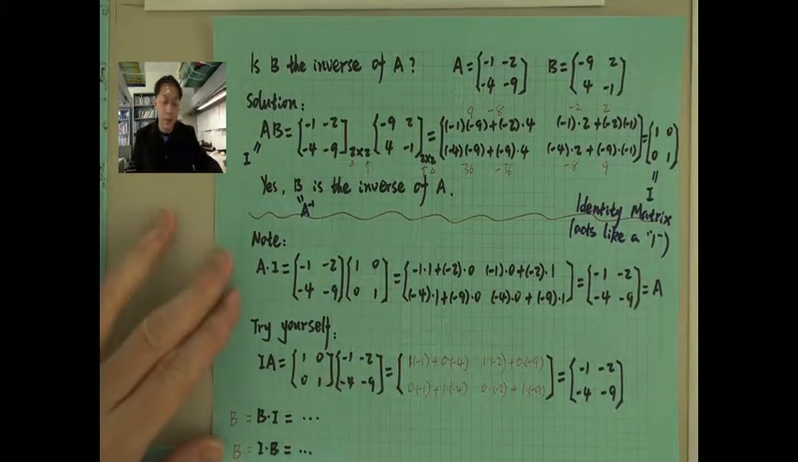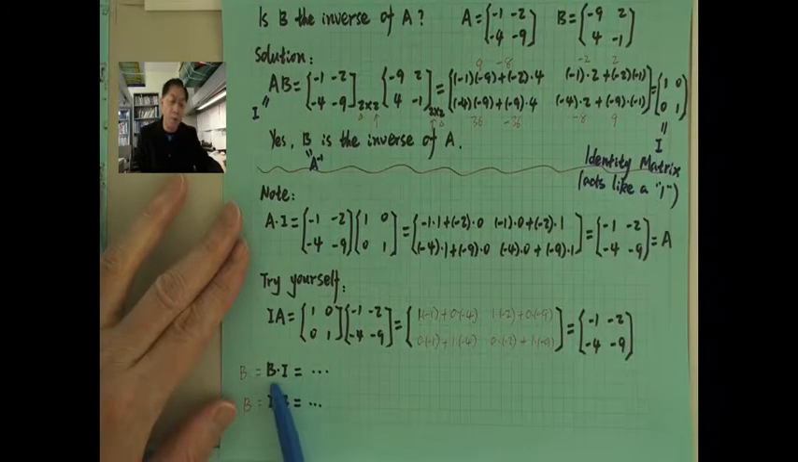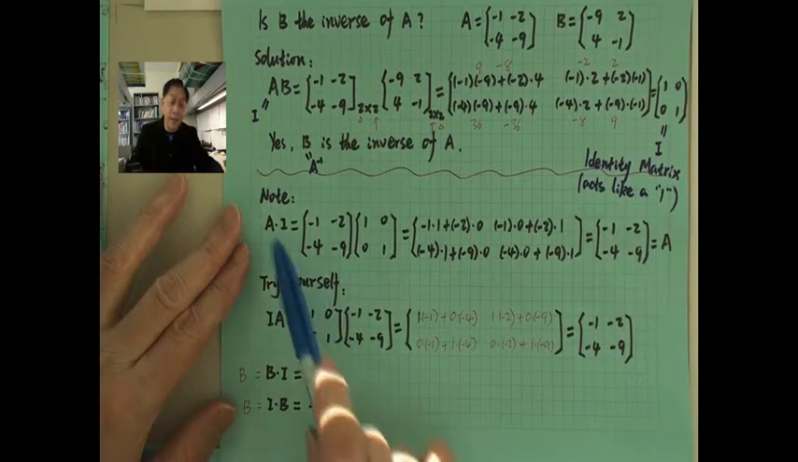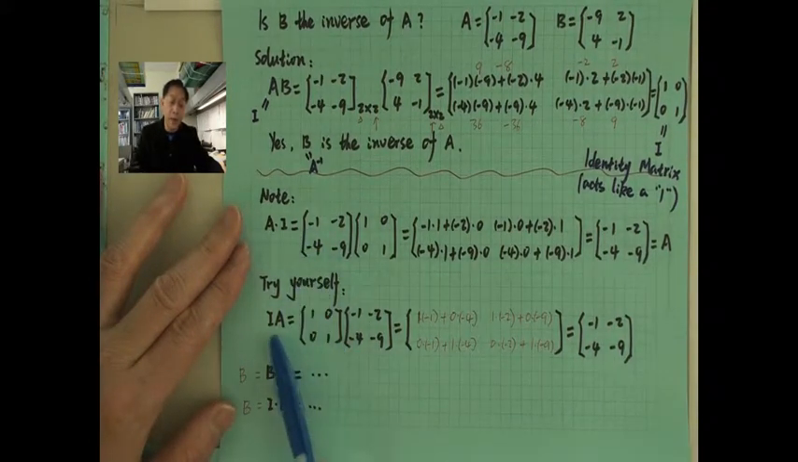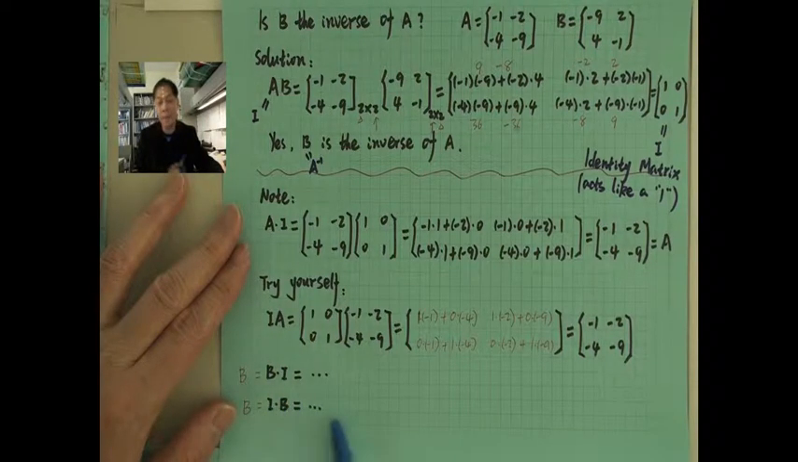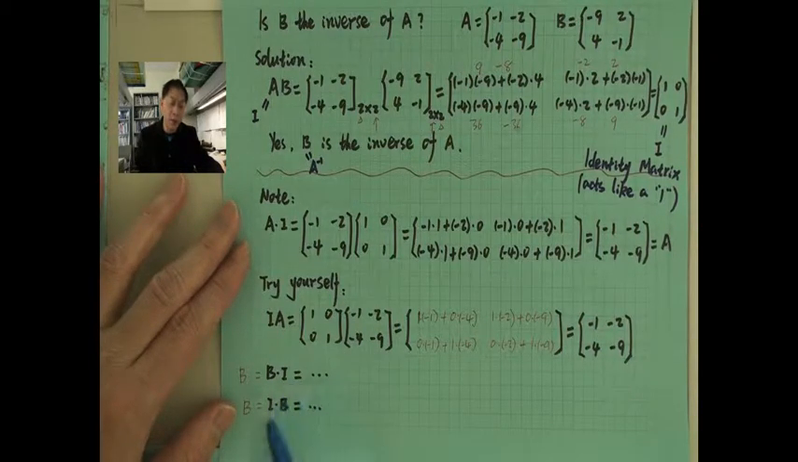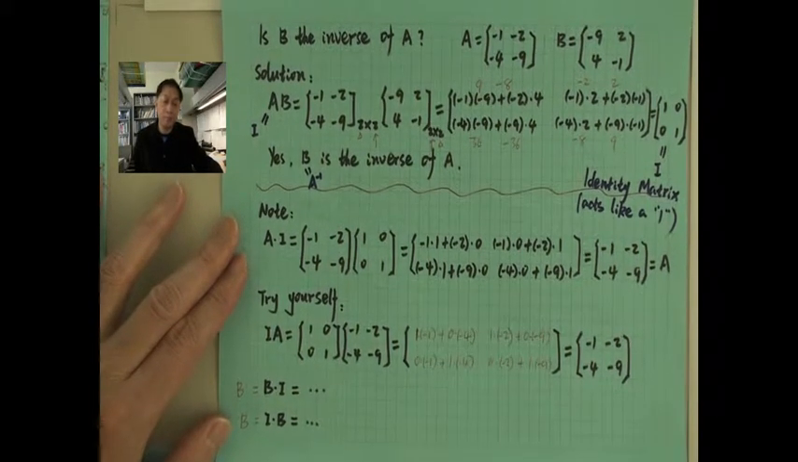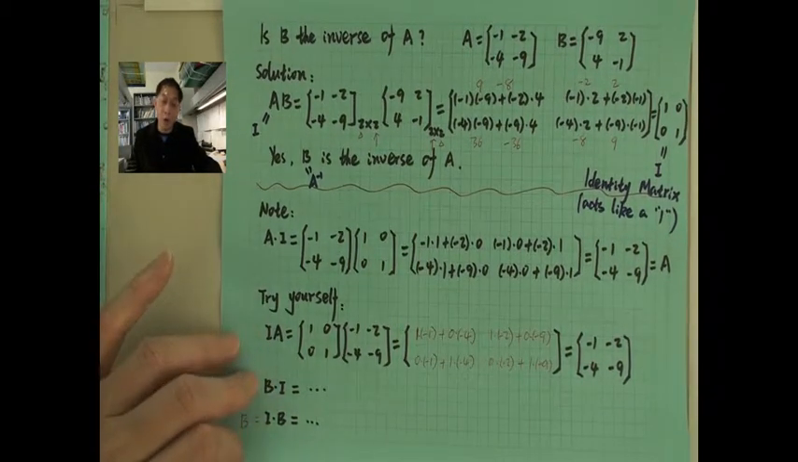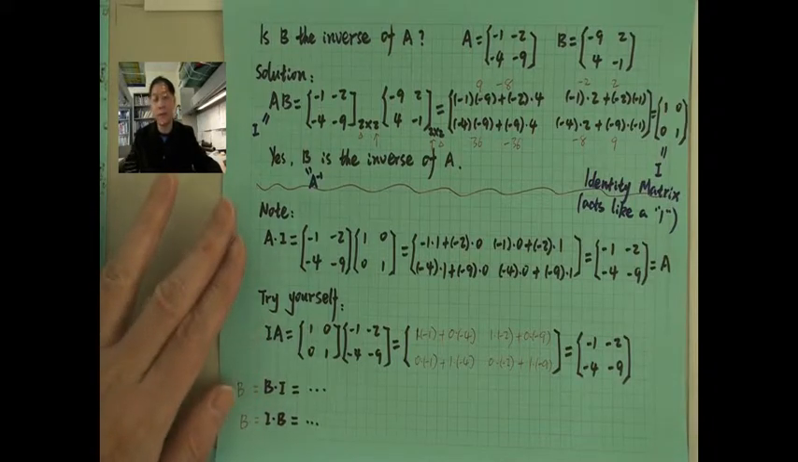Again, you may do the same for B times I. I did A times I, and asked you to try I times A. You may do B times I and I times B. You will see the identity matrix holds its property: B times I is still B, and I times B is B. Remember, multiplication is row times column, add together.